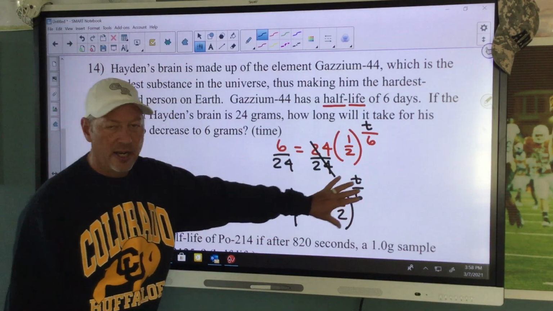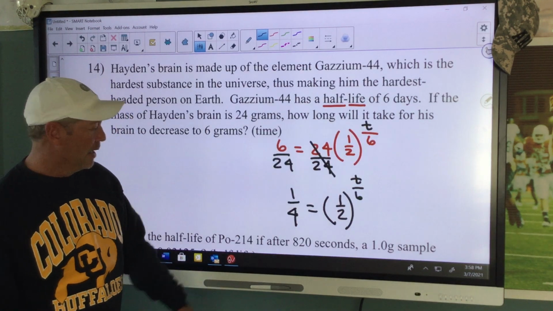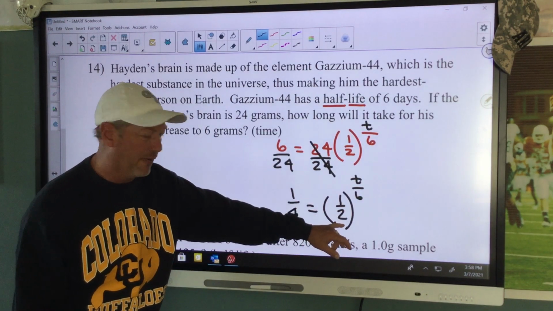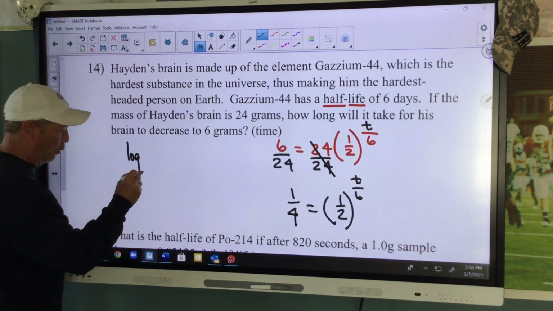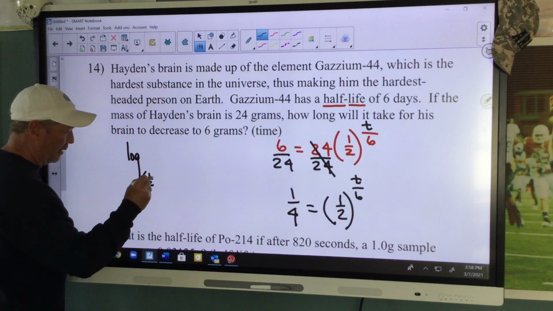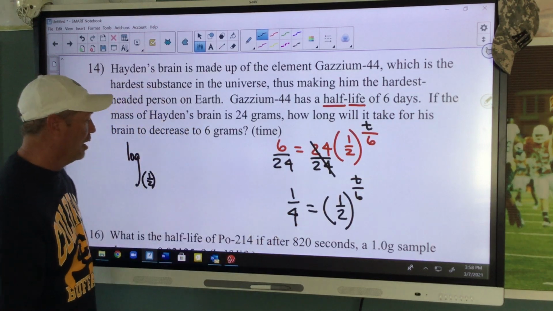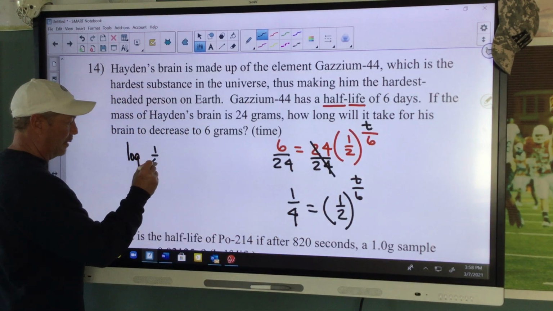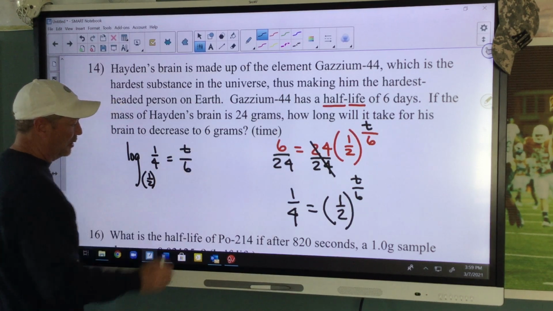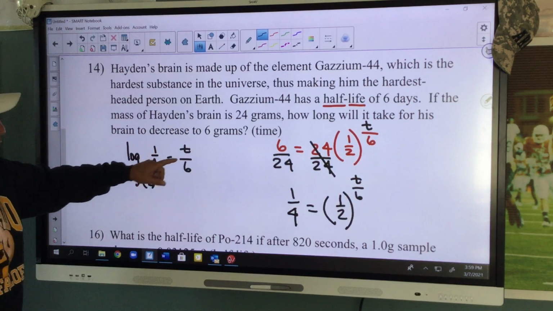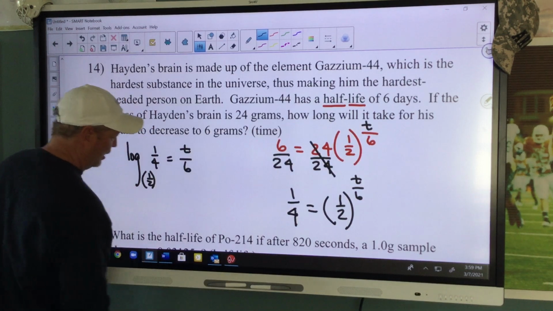Now, once we get our exponential part by itself, we're going to ask you to convert to a log to solve this. This is my base. My base is 1/2. So we're going to convert and we're going to say log base 1/2, right? And instead of being paired with this fraction, we're going to be paired with this fraction of 1/4. And that will equal t over 6.